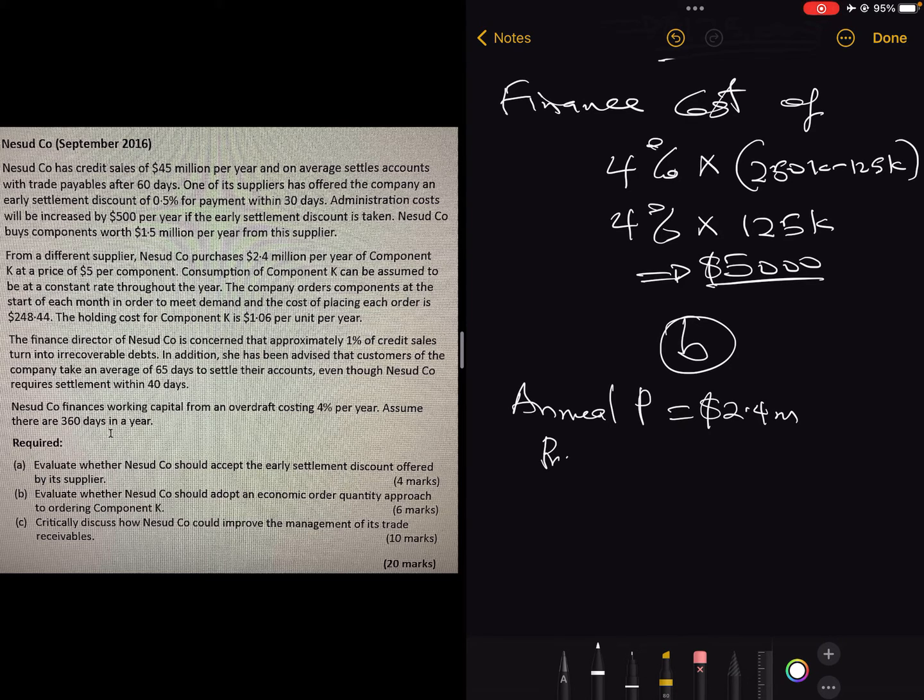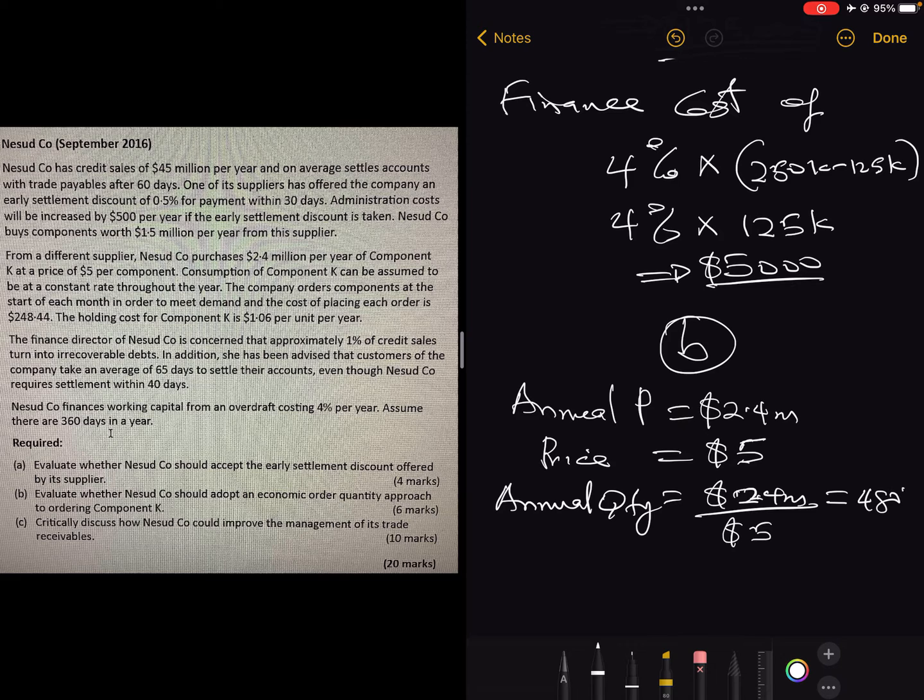And the price is $5. So we know that with this information alone, you can get the annual quantity of 2.4 million divided by $5. And that will give 480,000 units. So in a year, we always order 480,000 units of component K.